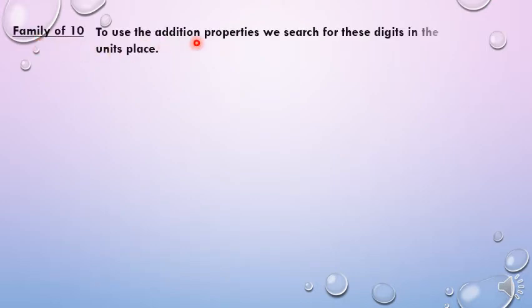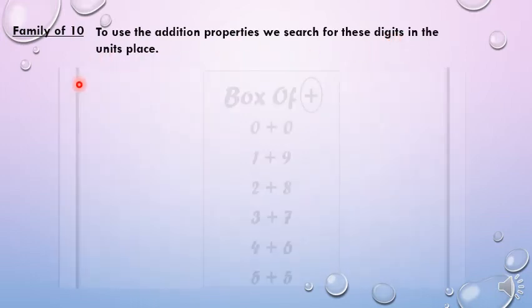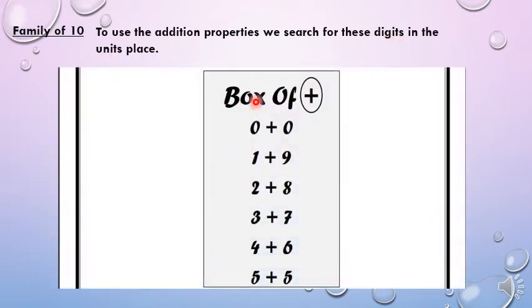Family of 10. To use the addition properties, we search for these digits in the units place. And we call it box of plus in page 13. 1 plus 9, 2 plus 8, 3 plus 7, 4 plus 6, 5 plus 5. All of these will give me 10. What about 0 plus 0? 0 plus 0 will give me 0. It's not 10, but it will help us to use the addition properties.